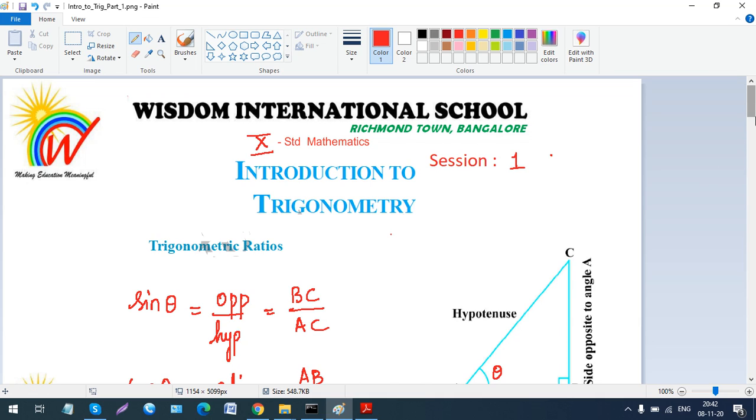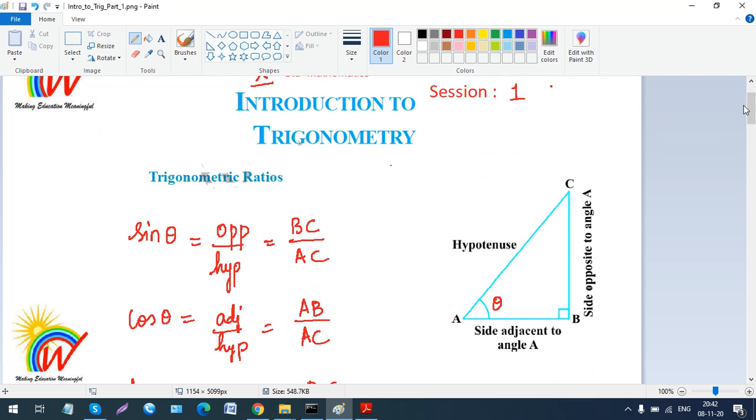Here we are going to deal only with right triangles. Later on in future, if you take mathematics, you'll be learning more about different kinds of triangles also. But initially, we are going to learn only with right triangles. Whatever trigonometry we are going to learn is applicable to only right triangles, not for any other triangle. So one of the angles has to be 90 degrees.